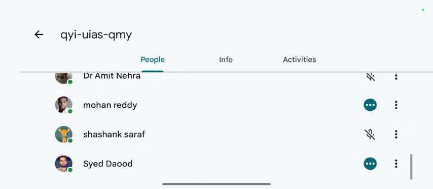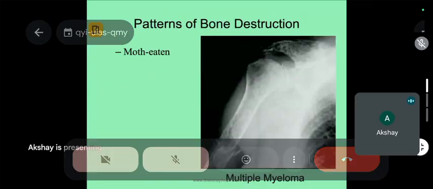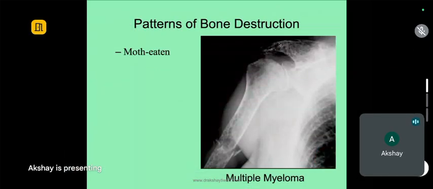What is moth-eaten? Just like termites eat wood, that is moth-eaten. This is typically seen in myeloma. You can see small wormholes. They are all placed longitudinally along the bone. And this is a moth-eaten type. This is also typical of an aggressive lesion.